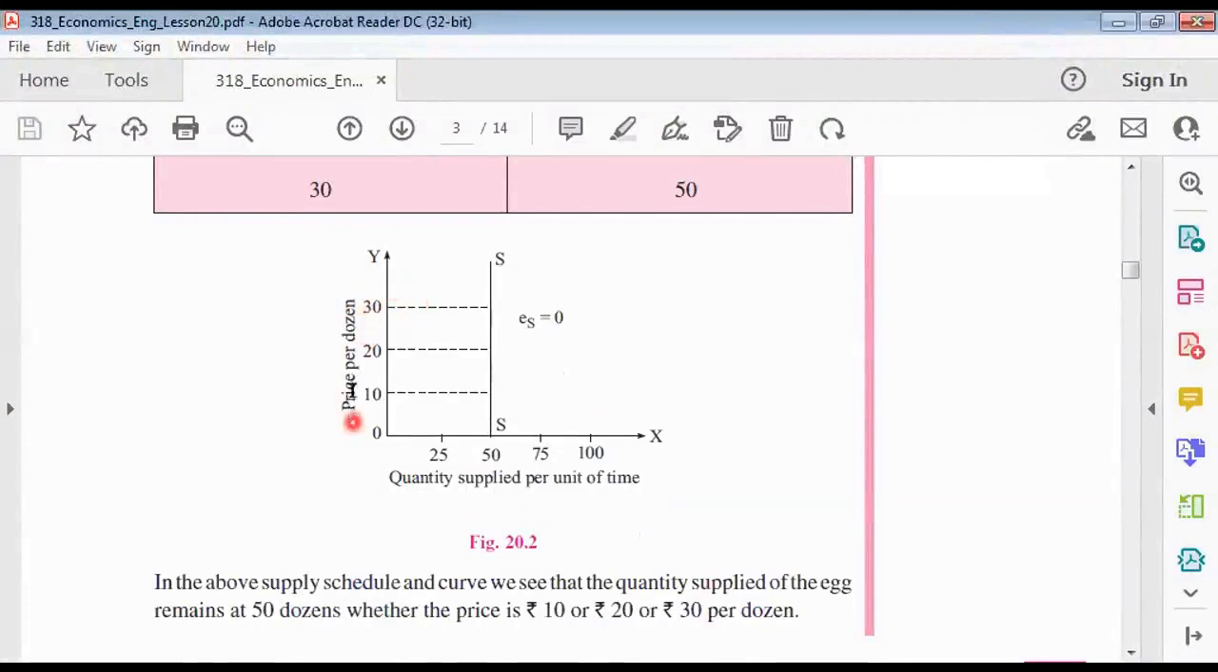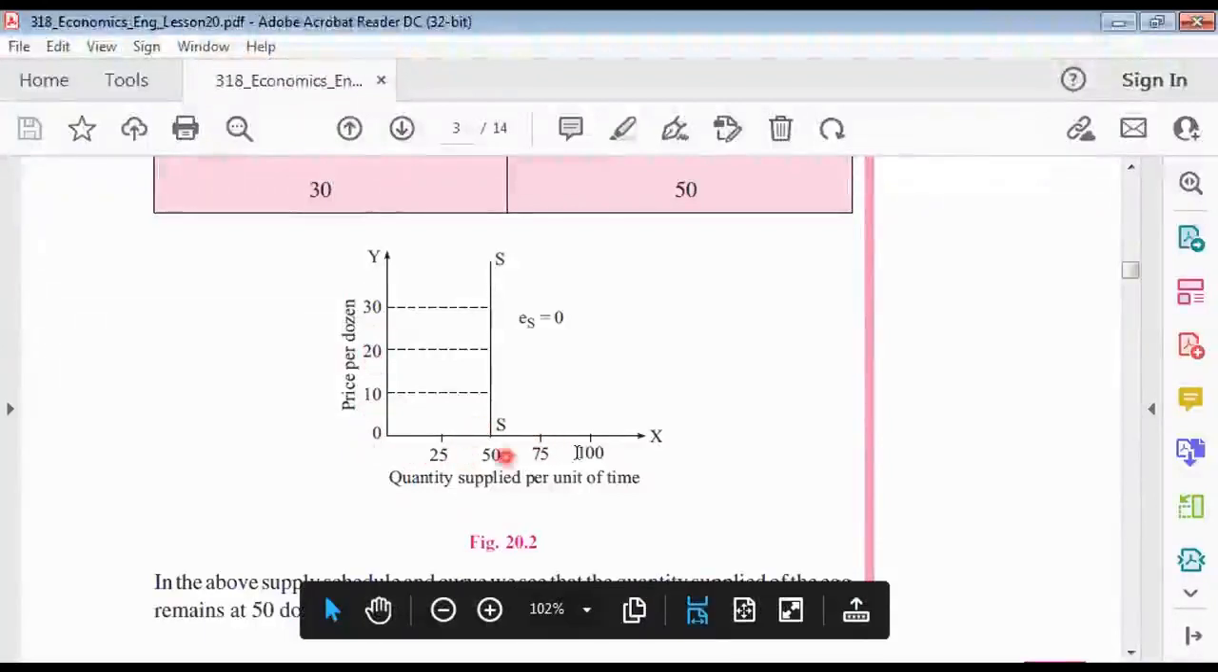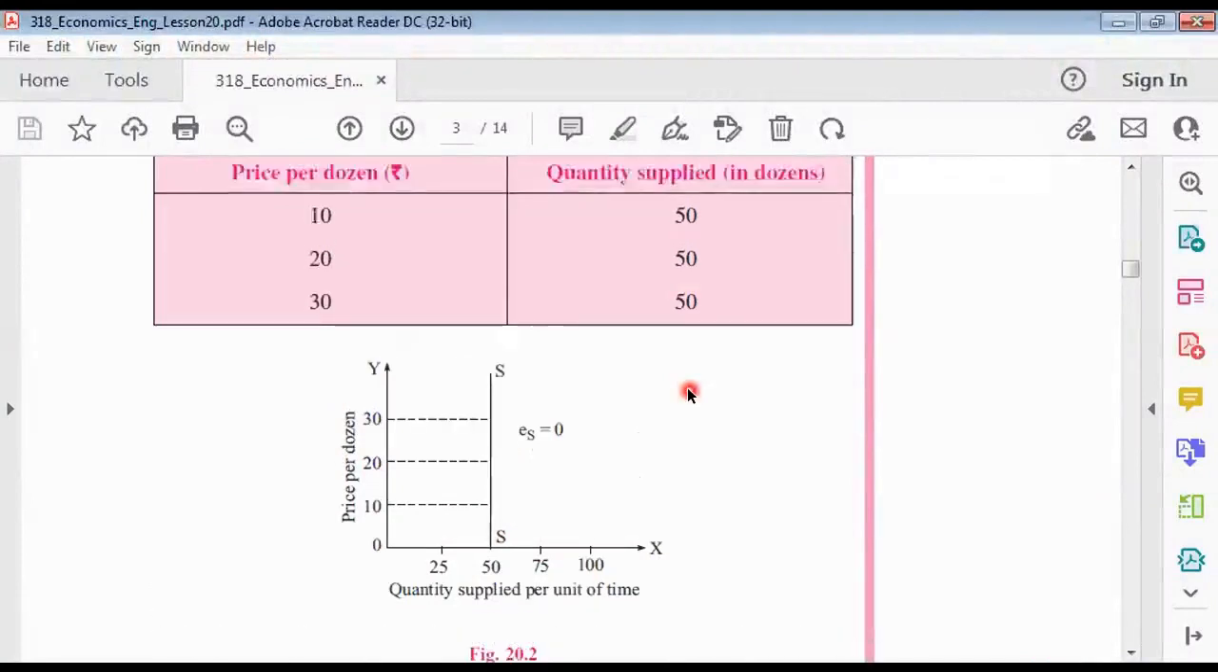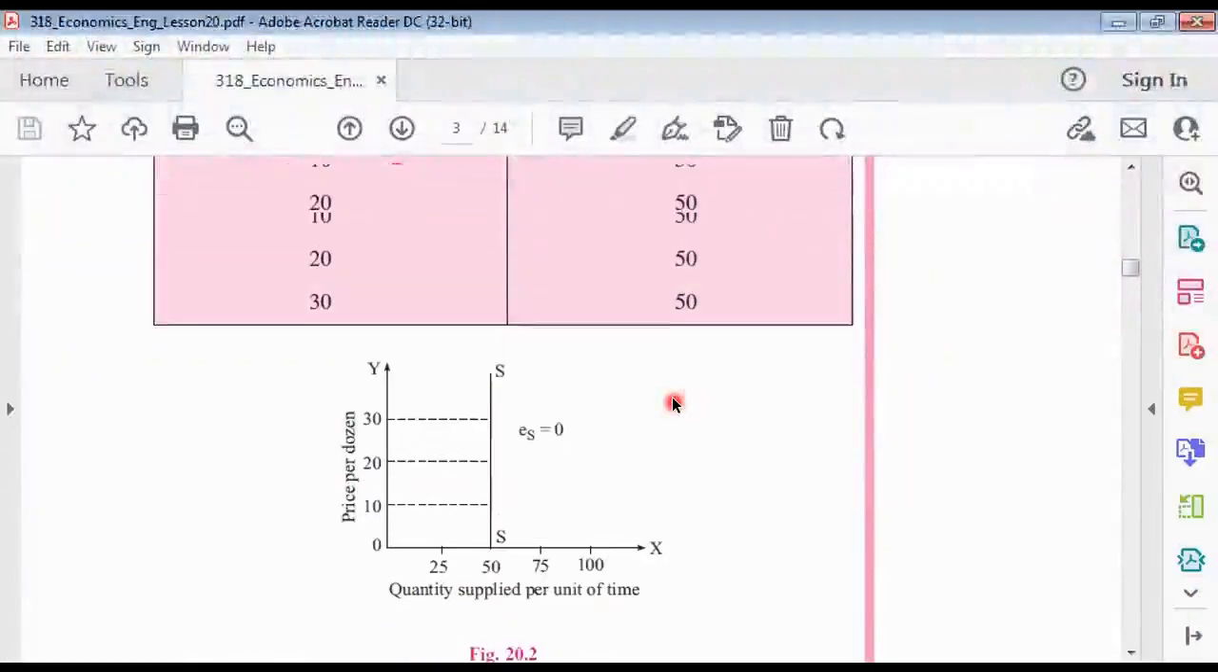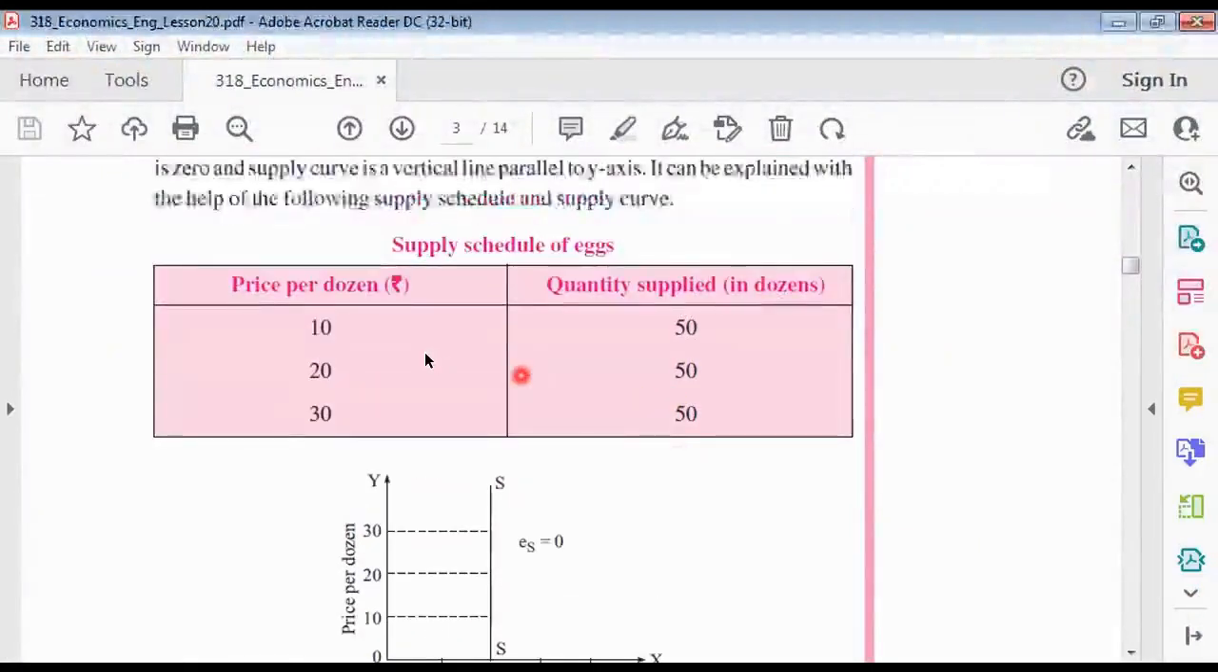As you can see, price is measured on the vertical axis. Quantity supplied is measured on the horizontal axis. And what if we apply the formula? And the table, you can see. On the basis of this table, this graph is done. And how this table is done, let us look at this.